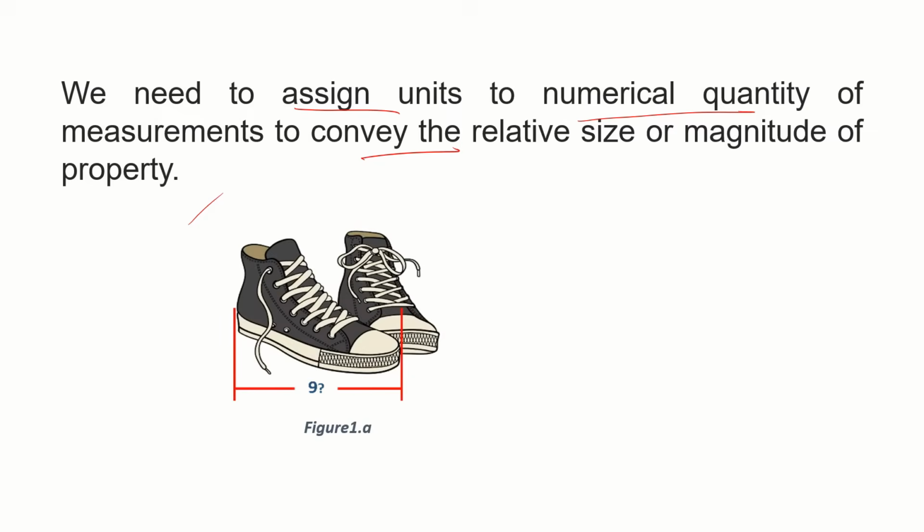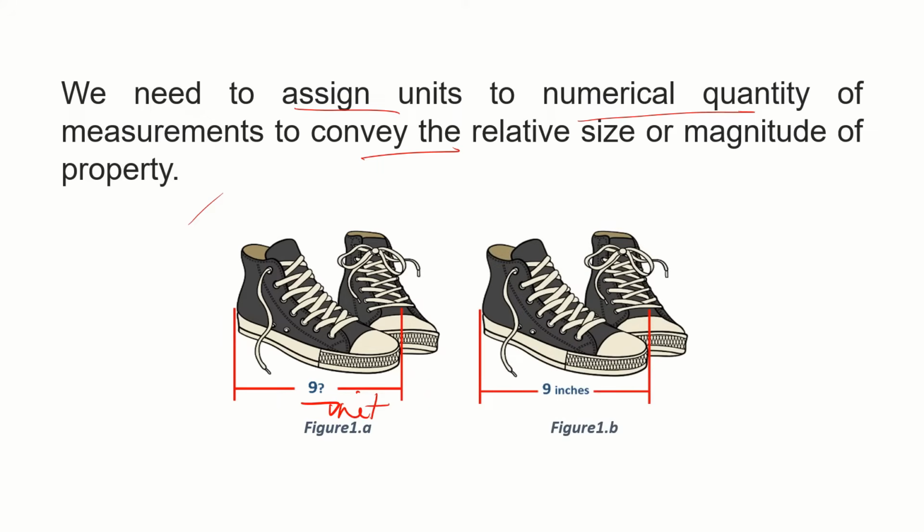For example, bibili ako ng sapatos sa mall, tapos sasabihin ko lang dun sa salesperson, bibili ako ng sapatos na 9. If you just mentioned 9, there is no meaning to this number. Sabi diba natin, a number is just a number unless you place a meaning to it. At anong magbibigay ng meaning dito sa number 9? That is the unit of measurement. So instead of saying 9, just say 9 inches. Or kung gumagamit kayo ng ibang unit, then just include whatever unit they are using.